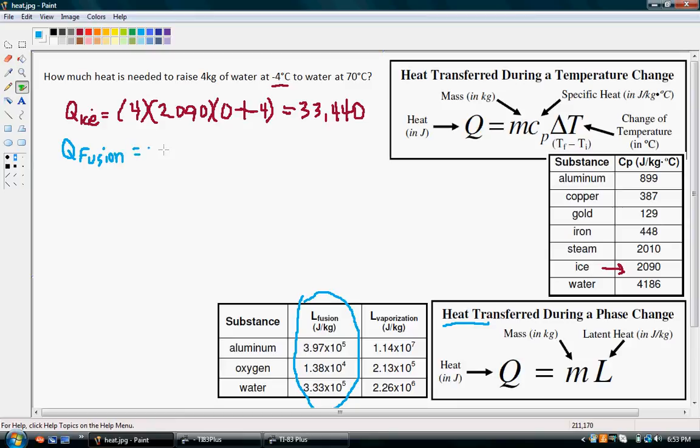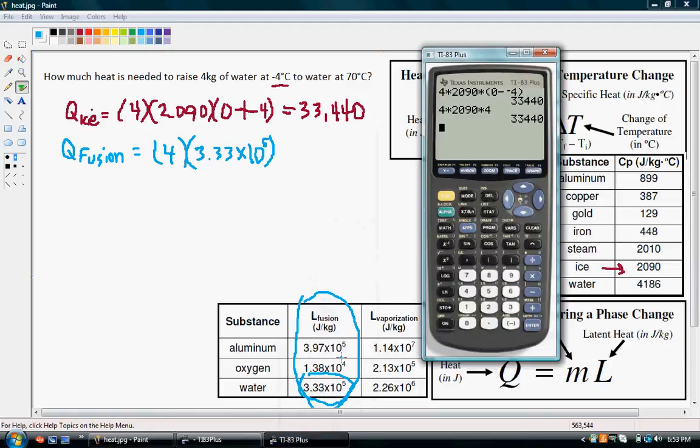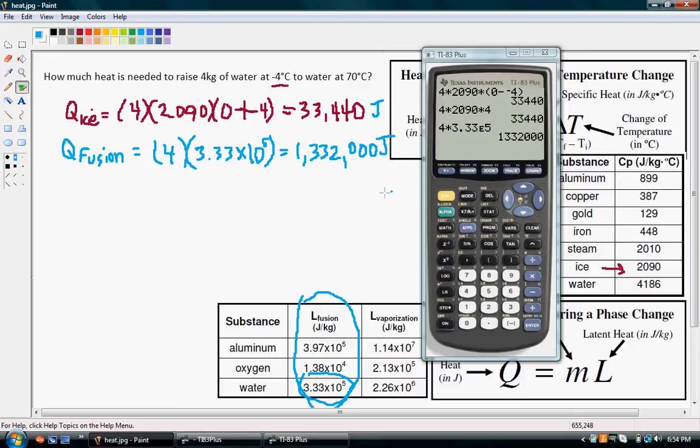And this is going to be equal to, we just use this equation down here, Q equals M, which is 4, times L. The latent heat of water, right here, is 3.33 times 10 to the 5th. So we'll write that in, times 10 to the 5th, and we'll go ahead and put that in our calculator. So 4 times 3.33, you can use this second comma, and say e to the 5th, and we get 1,332,000. Not to mention these are joules, because we're talking about heat energy.